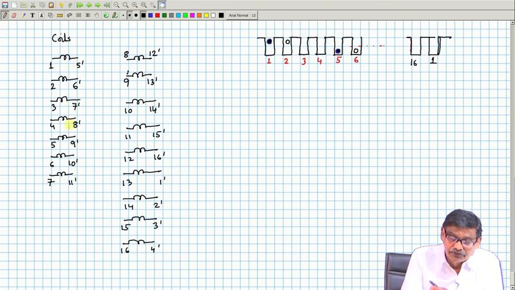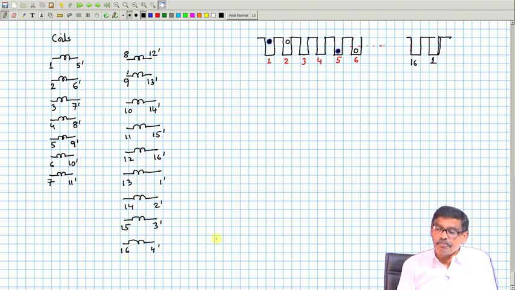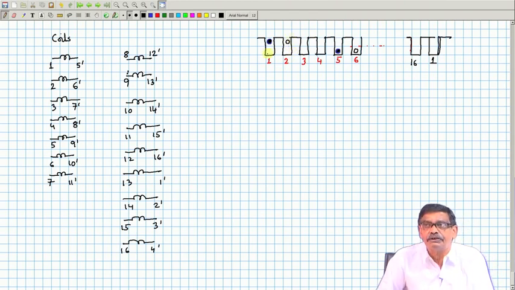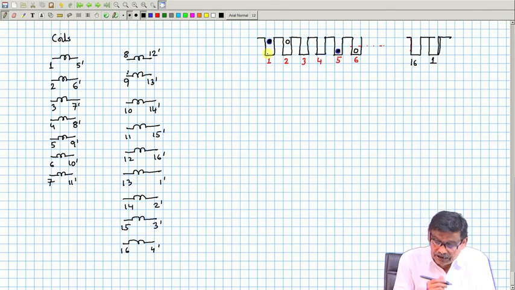1 2 3 4 5 6 7 8 9 10 11 12 13 14 15, all the 16 coils I have taken. So, this is how I will fill up all the slots, and each slot will house 2 coil sides. For example, slot number 1 will house coil number 1 start and coil number 13 returns, like that. So, this can be done.